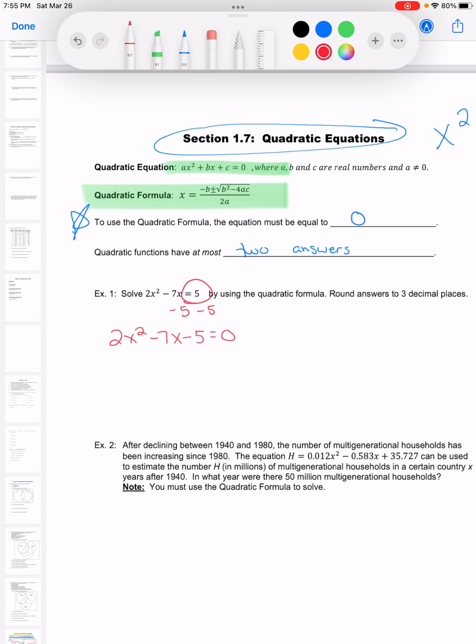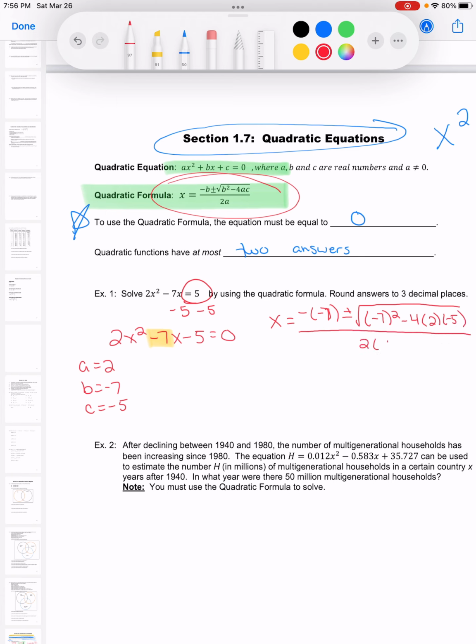Now I can do the quadratic formula. You have to have the equation set equal to 0. So a is 2, b is negative 7, the entire thing, that negative included, and c is negative 5. So I'm going to plug into my quadratic formula to figure out what x is. So I'm going to get negative b, that's a 7, plus or minus the square root of b squared minus 4ac, all of that over 2a.